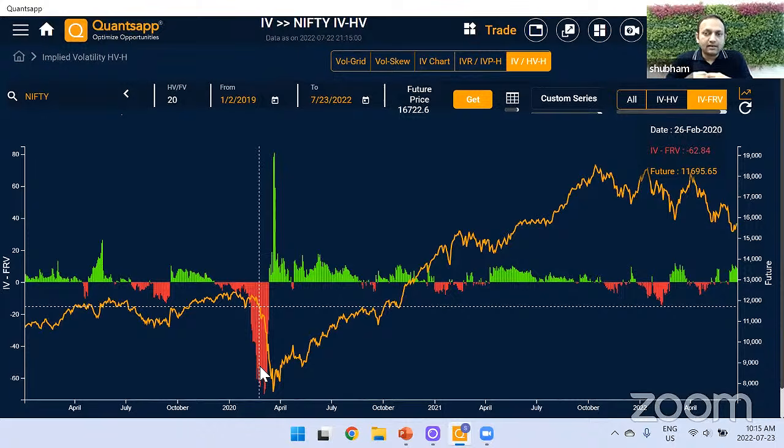Theta will decay on a daily basis. If the implied volatility is 20 and the volatility that actually happened was 18 on an annualized basis, then the difference is actually the decay that will happen, right?